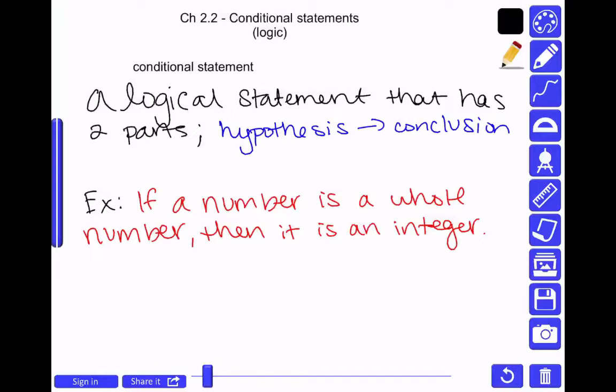But in this conditional statement, "if a number is a whole number" is the P, that's the hypothesis, and then "it is an integer" is the Q, which is the conclusion. So we use the letters P and Q to denote hypothesis and conclusion.